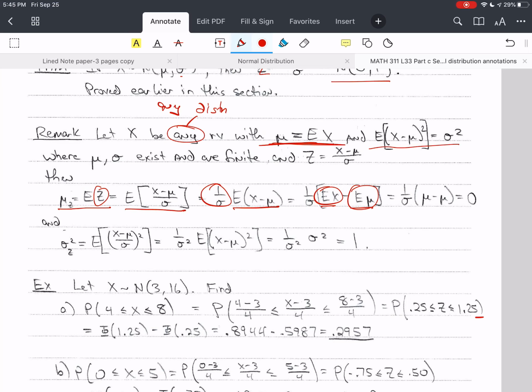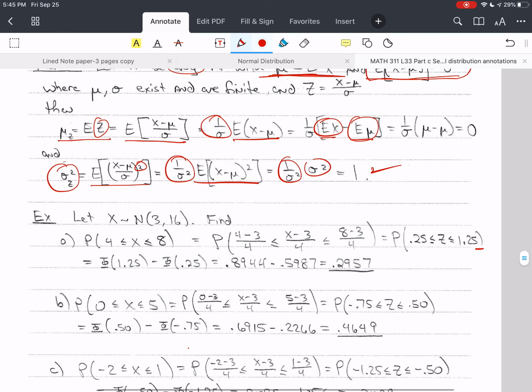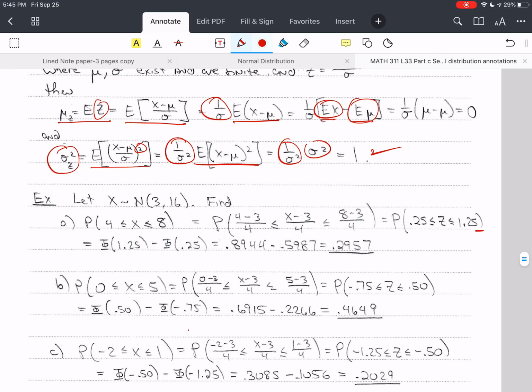And then the variance of Z, the transformation for any random variable, is E of X minus mu squared over sigma squared. I can pull out the 1 over sigma squared, and I'm left with E of X minus mu quantity squared, which we defined as sigma squared up here. So I've got 1 over sigma squared times sigma squared equals 1. So the mean and variance are 0 and 1, it just may not be a normal if it didn't start as a normal, right? It'd be something else. So you can do that whenever 0 is in the range of your random variable.